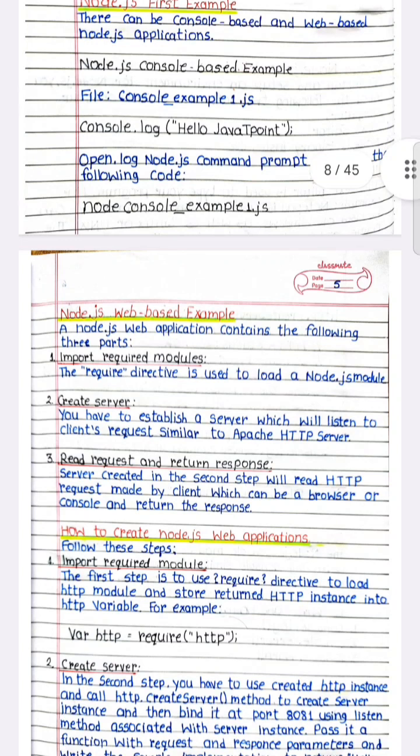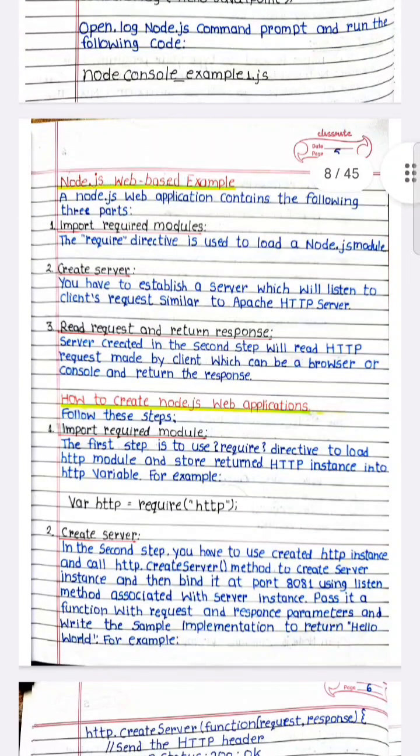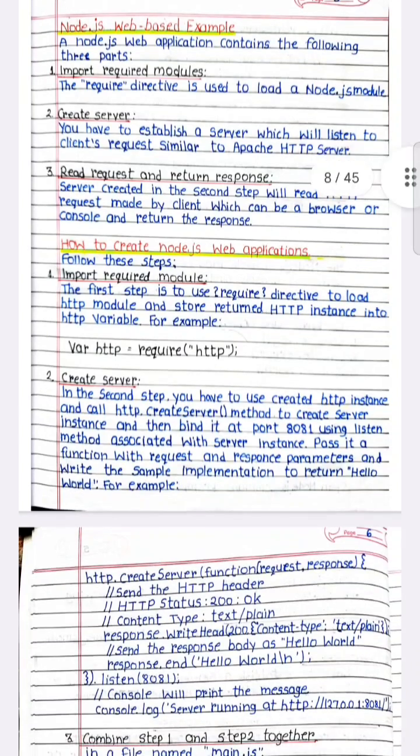Step number 2, create server. While creating the server, we call http.createServer with that method name, and then bind the instance to a port number like 8081. If that is not given, then by default we use 3000. And we pass the request and response as parameters.